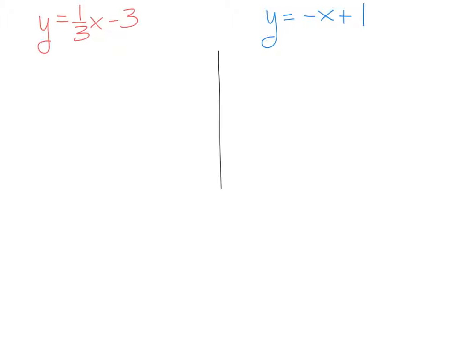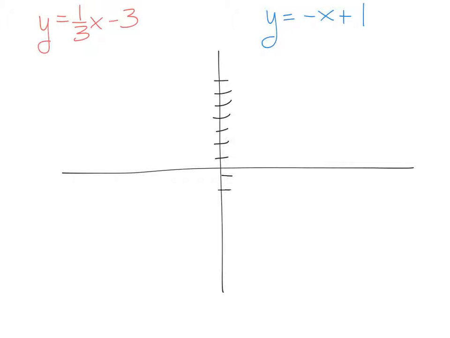All right, so now I asked you to graph. And here I started you off with graphing systems of equations. So your first equation was y equals 1/3 x minus 3. And your second equation was y equals negative x plus 1. So of course the first thing I need to do is draw my coordinate plane, with 7 marks in each direction.